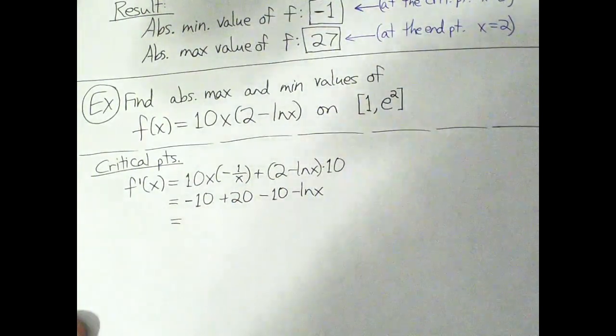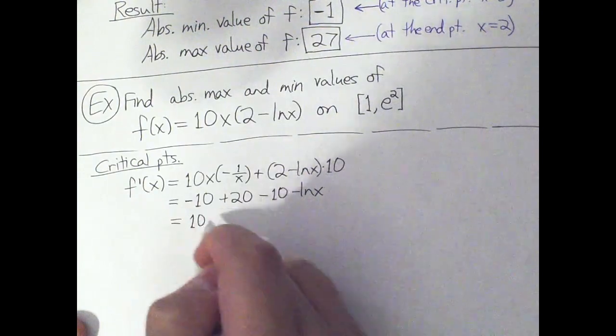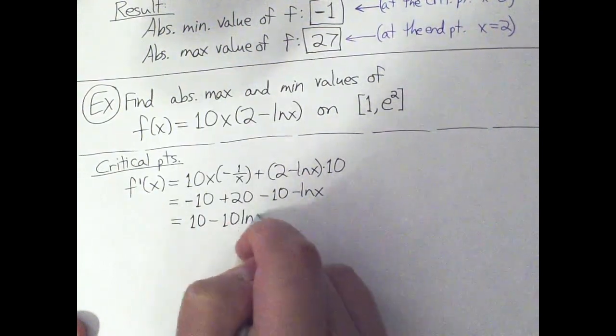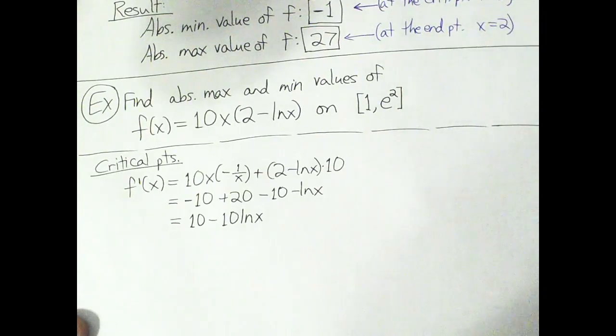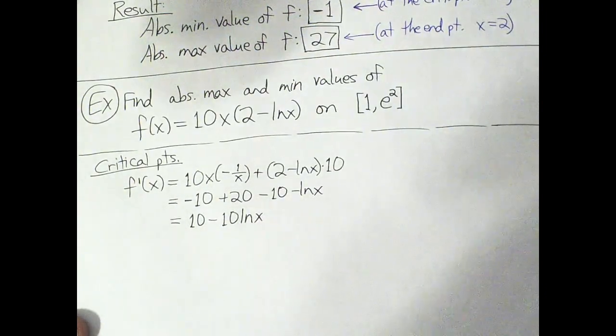Negative 10 plus 20. Let's simplify this. Simplify before you go further, right? So this is 10 minus 10 ln x. It's going to be easier to work with if you simplify it. Okay, that is f prime of x. I guess you could factor out a 10 if you want.